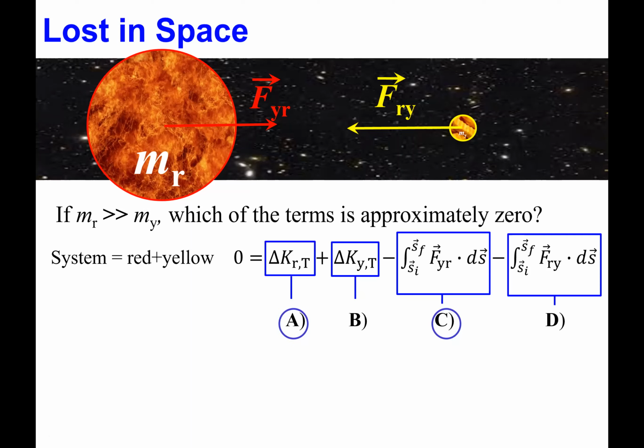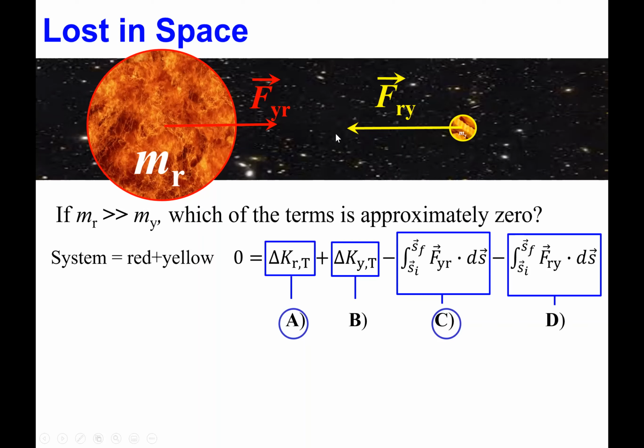If we think about it, we'll find that the change in kinetic energy for the red object will be very, very small simply because its mass is so large. Now, why is that? Well, these two forces, Fry and Fyr, must be equal in magnitude but opposite in direction. So Newton's third law applies to these, and these are third law pairs. This is a third law pair.